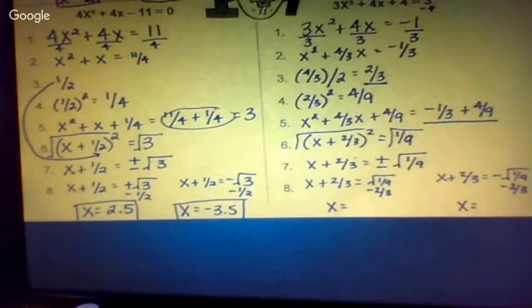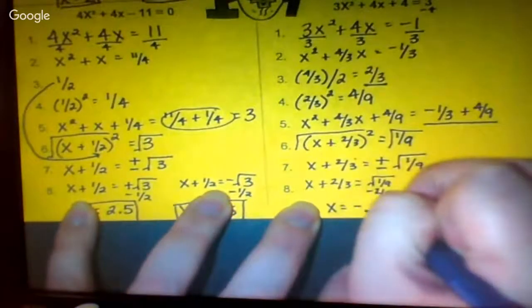Okay, it's okay to leave these answers as a decimal. Okay, please do me a favor though. When you type in the square root of 1/9, hit equals before you subtract the negative 2/3, because you'll end up throwing extra stuff underneath the square root and you'll mess yourself up. So I got negative 0.33.